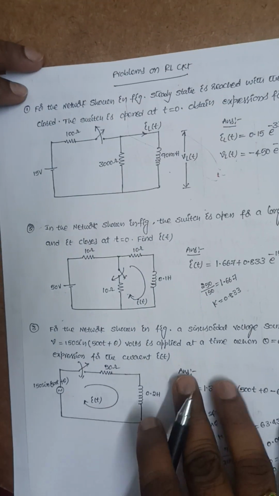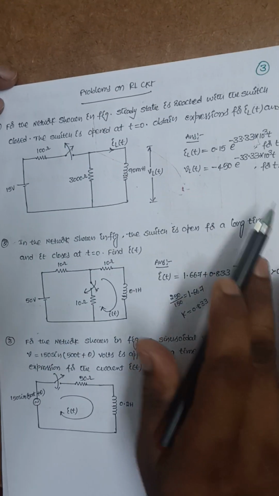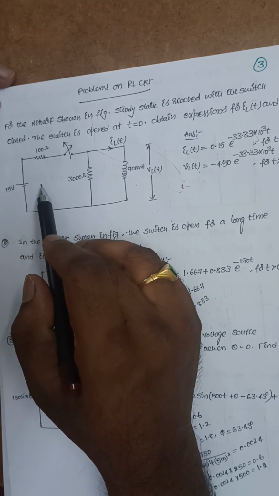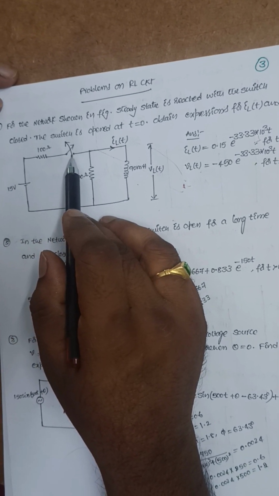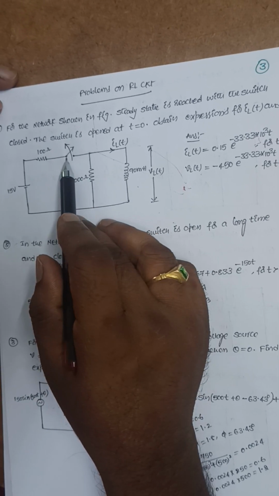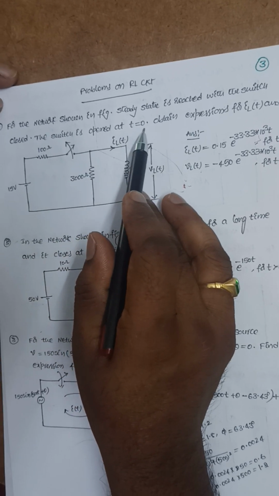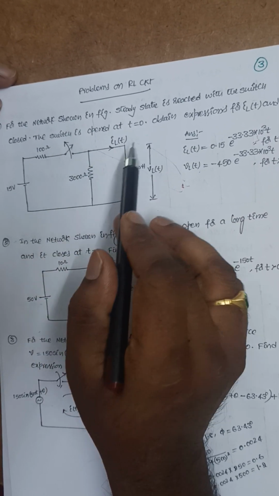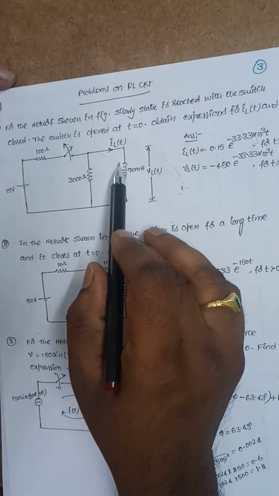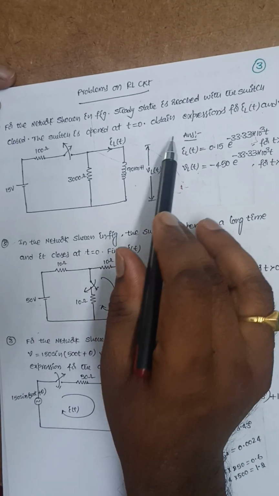So for this network shown in figure, this is the problem. For the network shown in figure, steady state is reached with the switch closed. That means initially the switch is closed, so at the time the steady state is reached. That means from minus infinity to 0, the switch is closed and the steady state condition is reached. The switch is opened at t is equal to 0. So at t is equal to 0, the switch is open. Obtain the expression for IL of t and VL of t. So this is the current flowing through the inductor IL of t and voltage across the inductor VL of t. These two things we need to find.